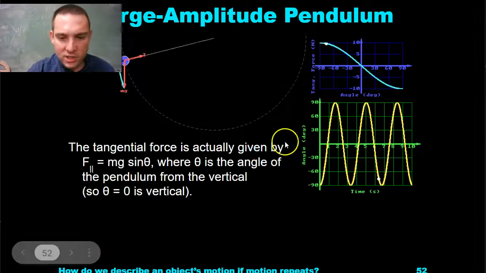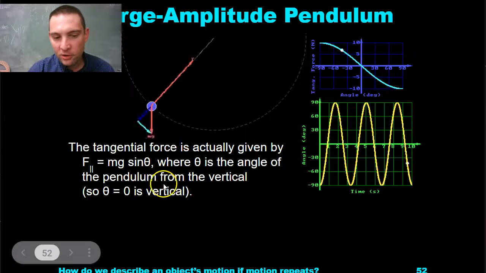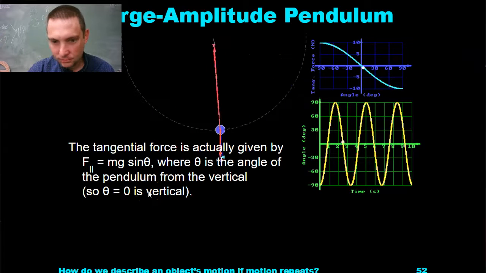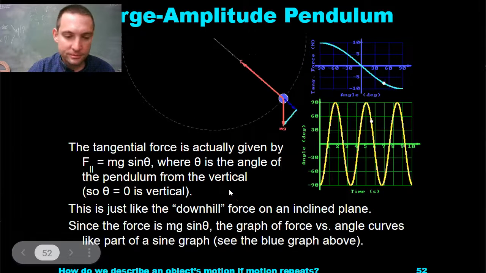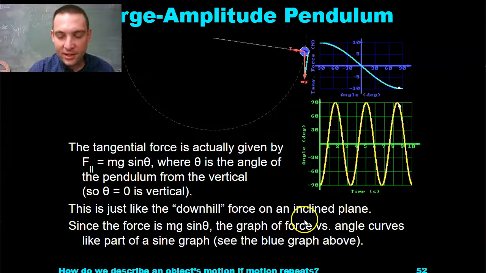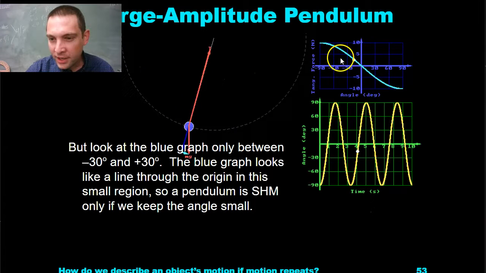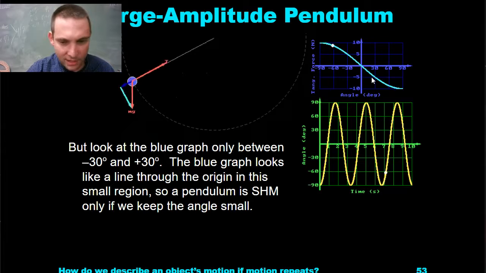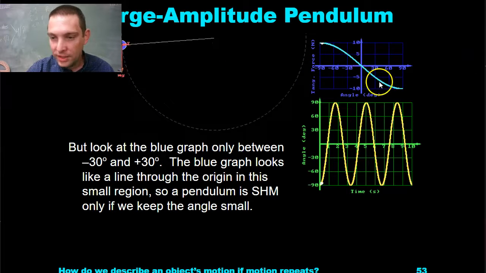All right. The tangential force is actually given by F equals mg sine theta, where theta is the angle of the pendulum from the vertical, so theta equals 0 is vertical. Just like the downhill force on an inclined plane. Because the force is mg sine theta, the graph of force versus angle is part of a sine curve. Then when we're looking at the blue graph between negative 30 and 30, the blue graph has a line through the origin, so a pendulum is simple harmonic motion only if we keep the angle small.